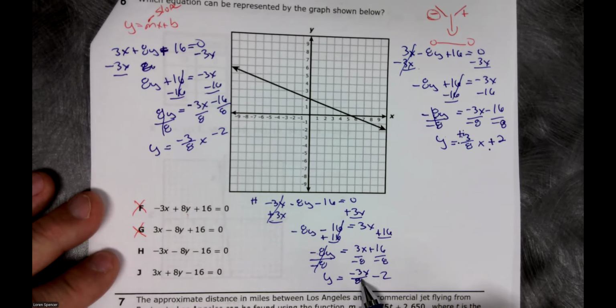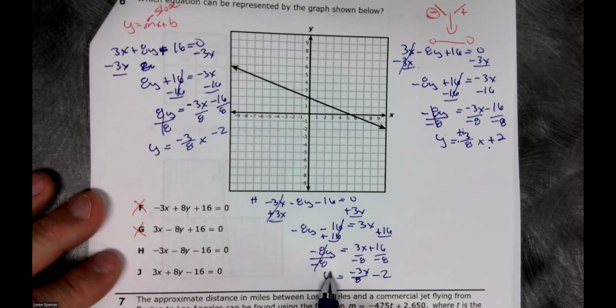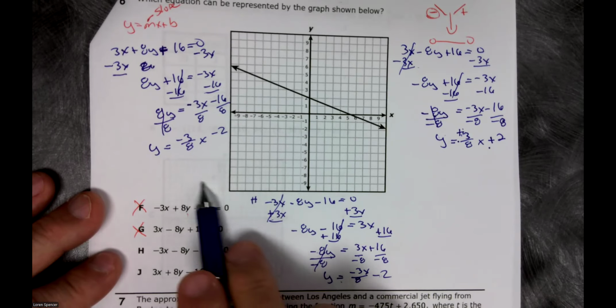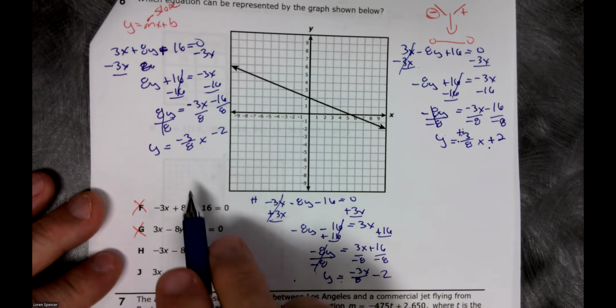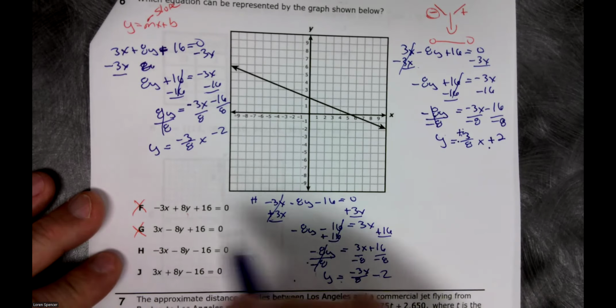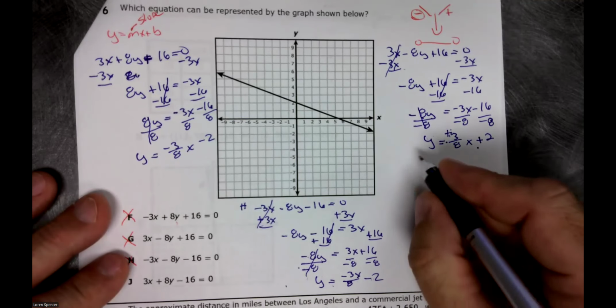Well, I have the right slope, a negative slope, but I'm at negative 2. So this isn't going to be right either because we already had this equation once. Because look, these two are the same. So I'm not even going to Desmos to plug it in because we already did that. So H is wrong. So it has to be J. So let's go try J out.